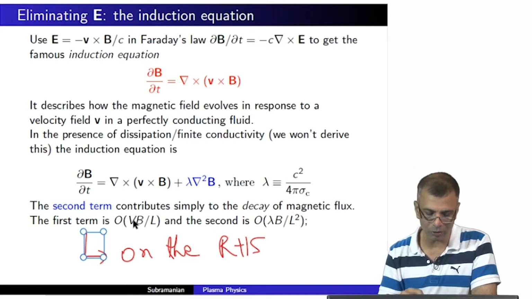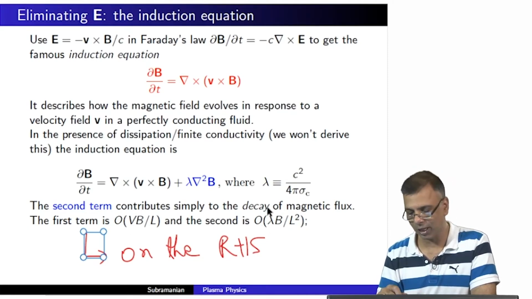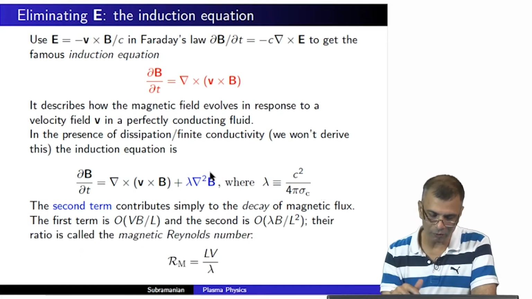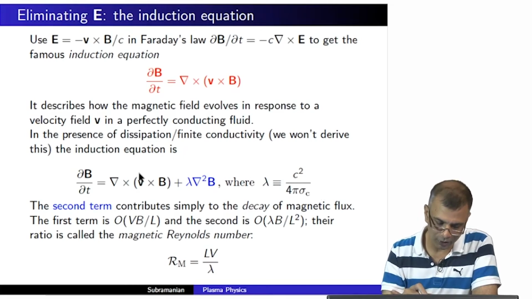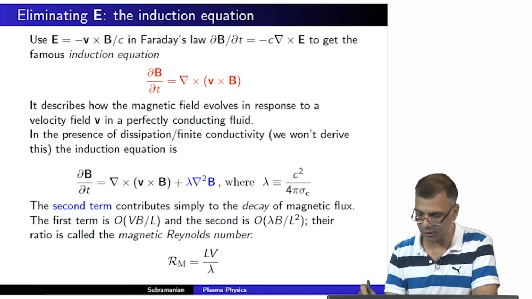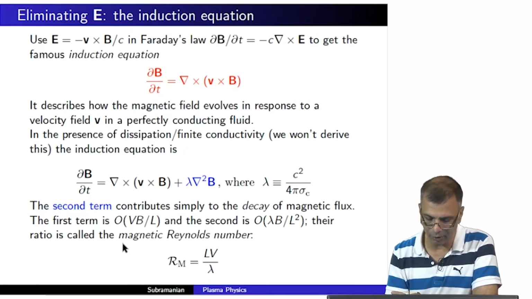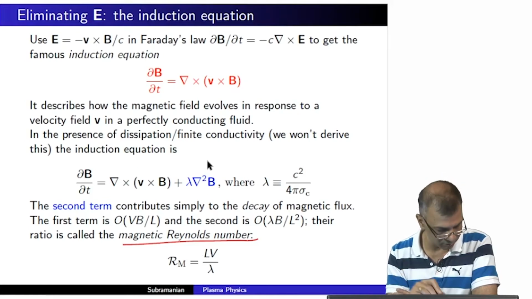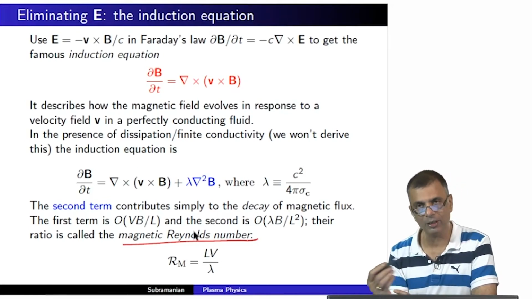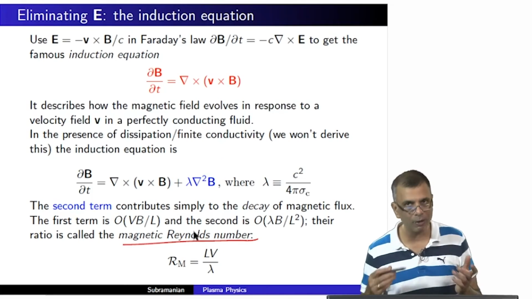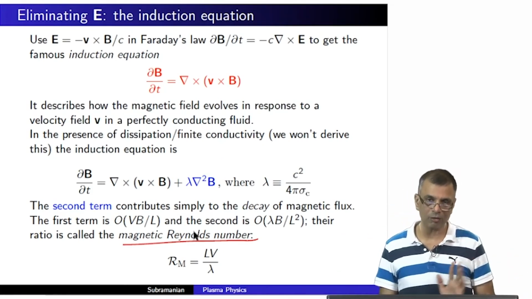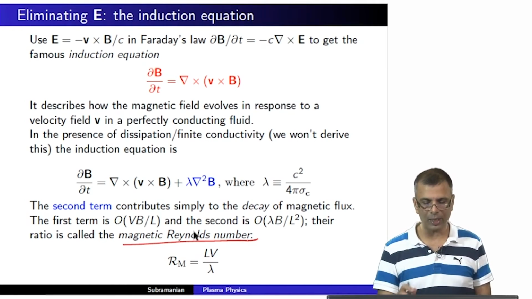Okay. So, the first term is of order Vb over L, and the second term is of order lambda b over L squared. The ratio of the first term to the second term is called the magnetic Reynolds number, very similar to the fluid Reynolds number that we talked about earlier. The magnetic Reynolds number is given, in order of magnitude, by LV over lambda, where L is some macroscopic length and V is some macroscopic velocity, say the fluid flow velocity, which of course has to be non-relativistic.